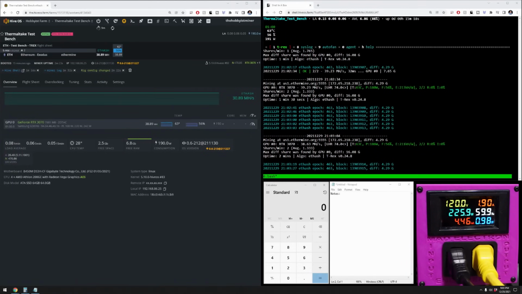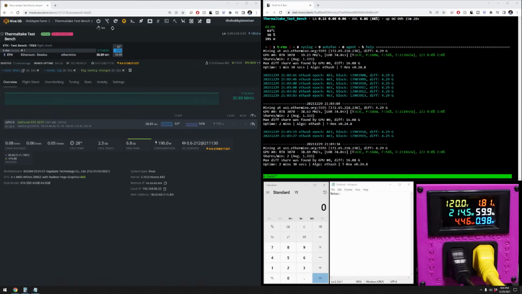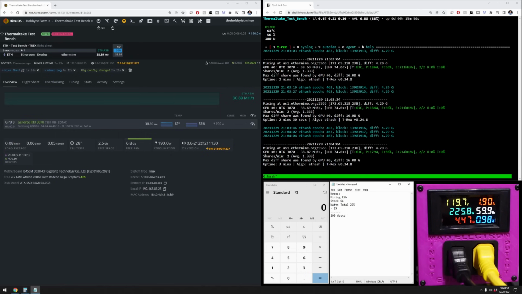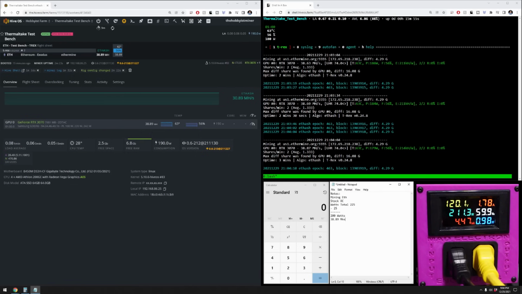Okay, so we are now plugged in and ready to go. We do have a flight sheet applied and we are mining Ethereum. So let's go ahead and take a look at a few things. Right now we are mining Ethereum, taking some notes here. We're on stock overclock settings and our watts total is currently, if I look over, 225 on our voltage meter. So we have to make sure we minus 25 because that's what our rig uses. So right now we're at 200 watts and that's giving us 38.89 mega hash. So that gives us some notes there to get started.